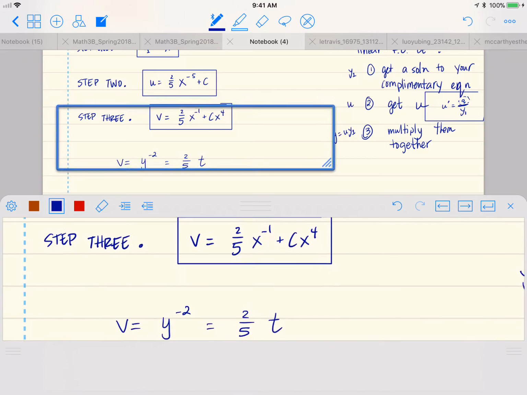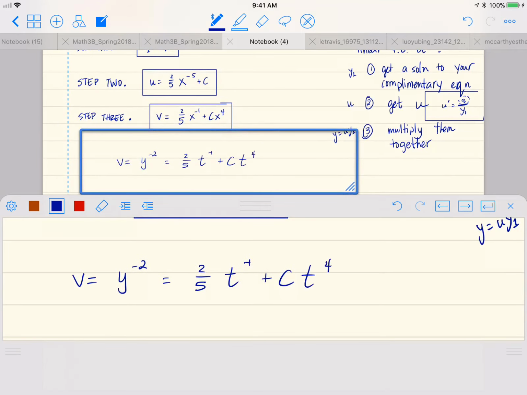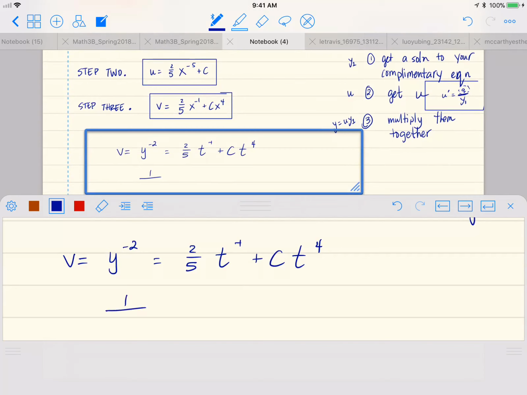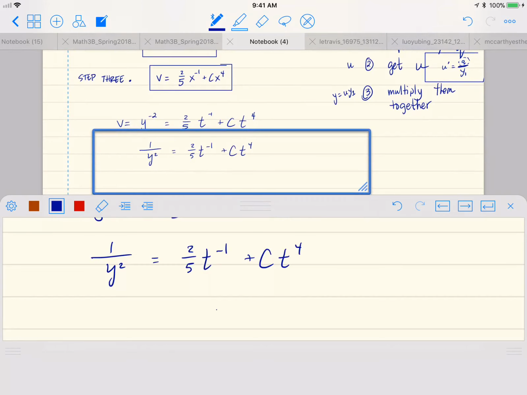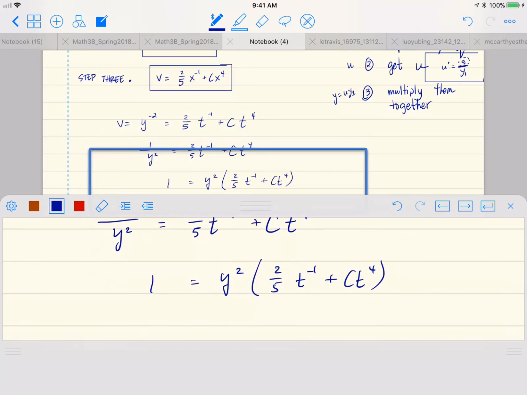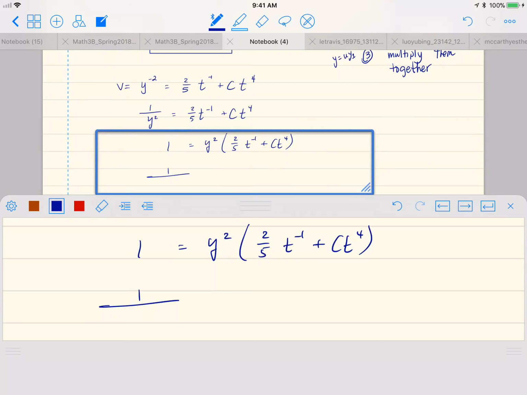And we can switch our variable here to t: t to the negative 1 plus c times t to the 4th power. Right? So this is the same thing as 1 over y squared is 2/5 t to the negative 1 plus c t to the 4th power. If we want to solve for y, cross multiply. So y squared times 2/5 t to the negative 1 plus c t to the 4th power is equal to 1. Multiply both sides by y. Now divide both sides by this stuff involving t. So we get 1 over 2/5 t to the negative 1 plus c t to the 4th equals y squared.